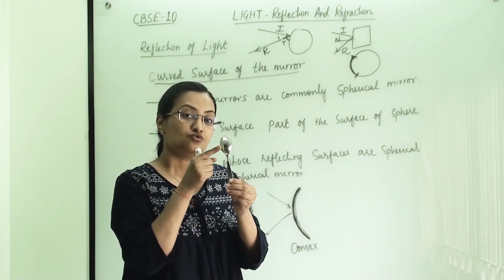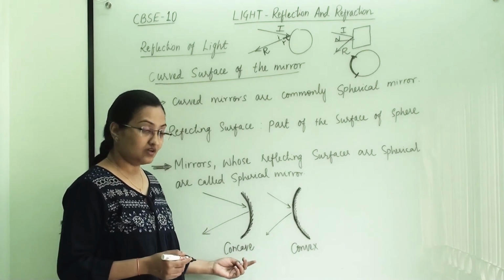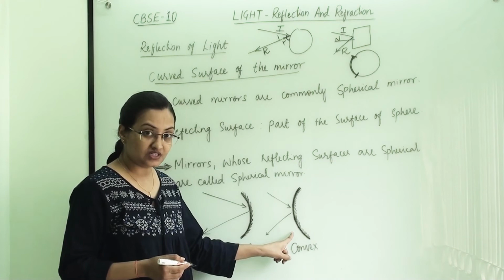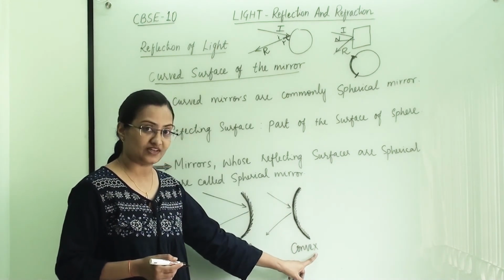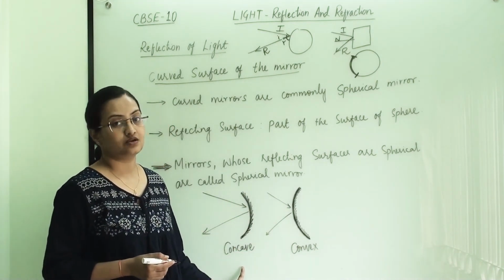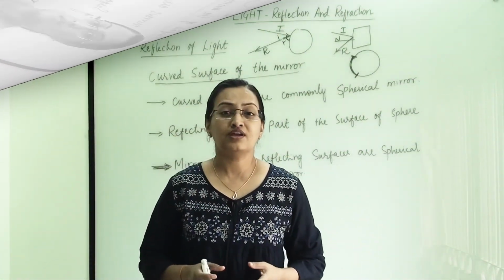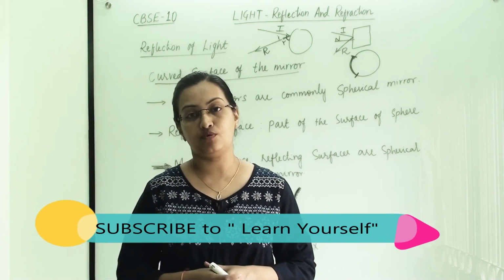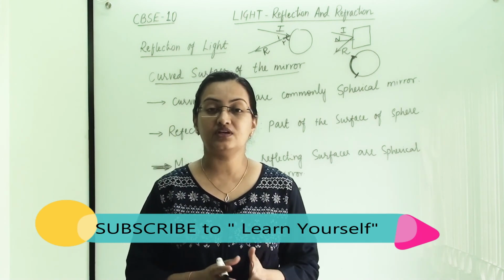So you have to remember the names, when we will say a concave mirror and when we will say a convex mirror. If it is bulging out towards outside and we use this surface for reflection, then it is a convex mirror. And when we use the inside surface, then it is known as a concave mirror. Both are known as spherical mirrors. Going forward, we are going to study spherical mirrors and their image formation, and we are going to study in detail about the concave mirror and convex mirror.